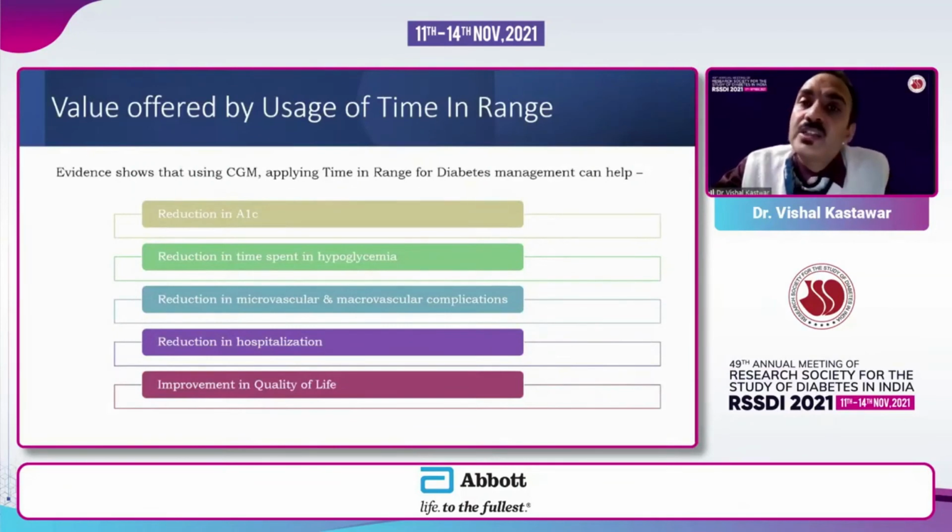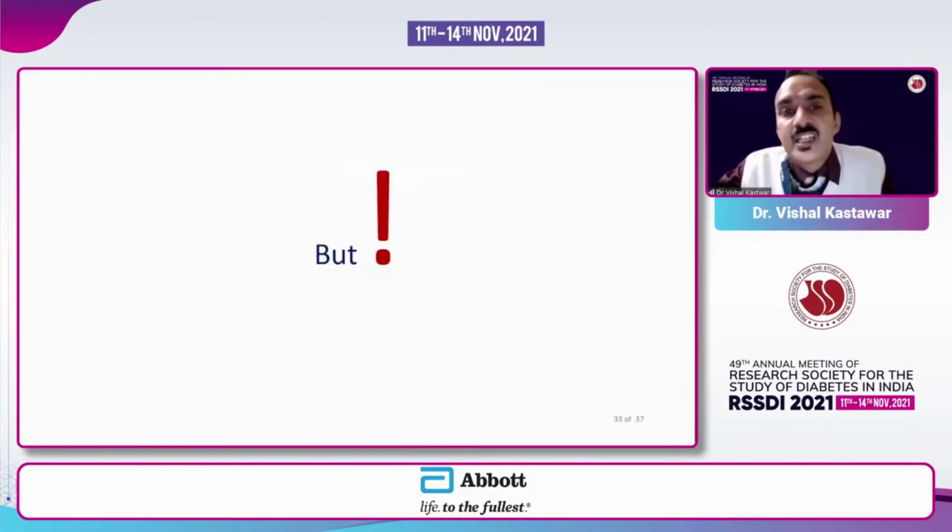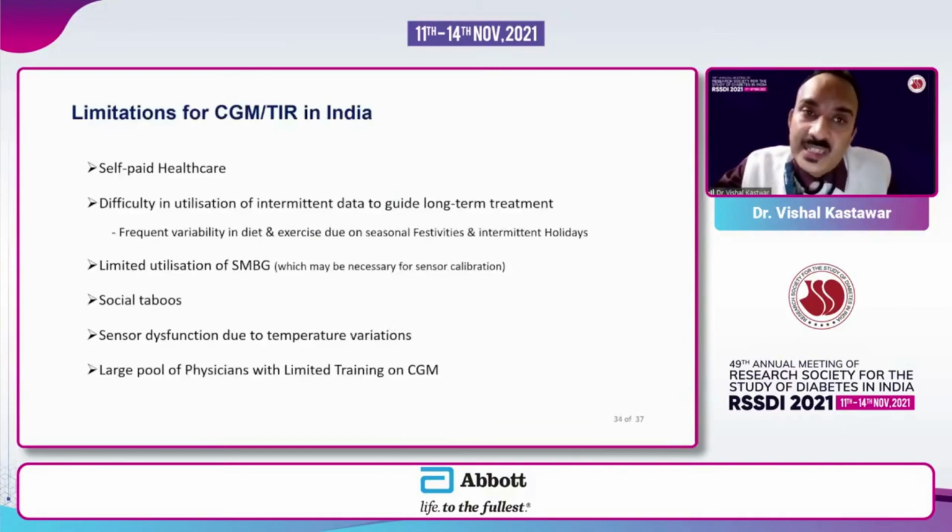The values offered by usage of time in range are reduction of HbA1c, reduction of time spent in hypoglycemia, reduction of micro and macrovascular complications, reduction of hospitalization, and improvement of quality of life. But yes, you are right. There are limitations. There are limitations in India.